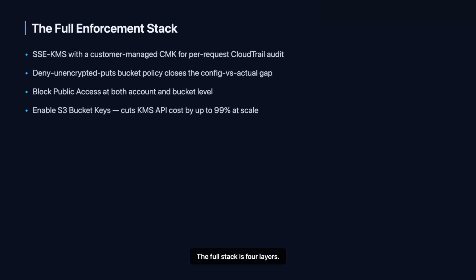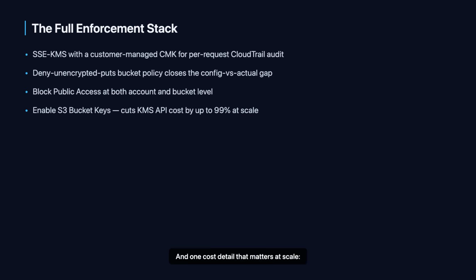The full stack is 4 layers: SSE-KMS with a customer-managed key, so every encrypt and decrypt shows up in CloudTrail for audit. The deny unencrypted puts policy, which closes the gap between what's configured and what actually landed. Block public access on at both the account and bucket level.